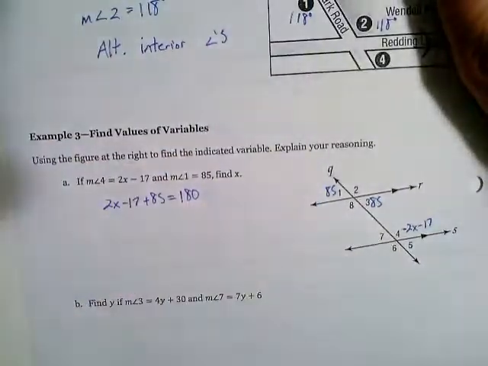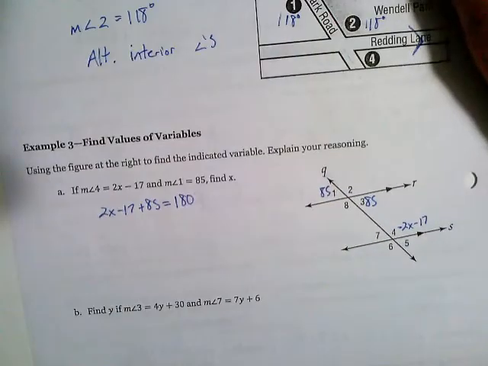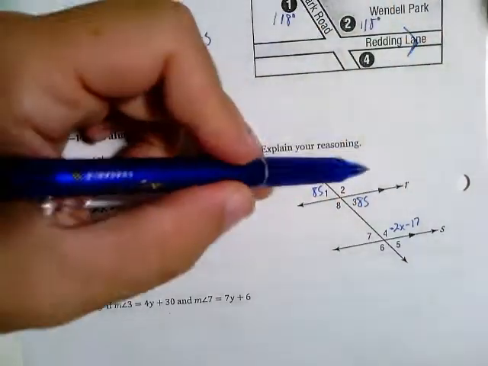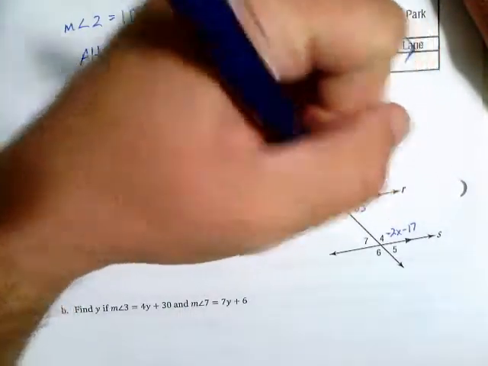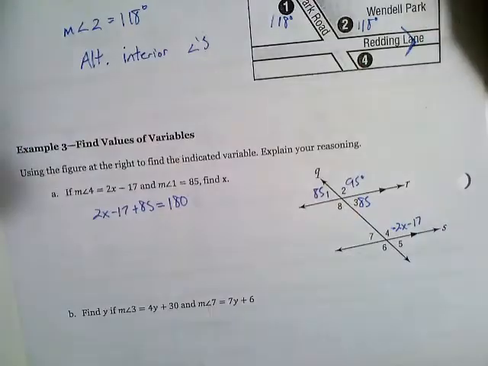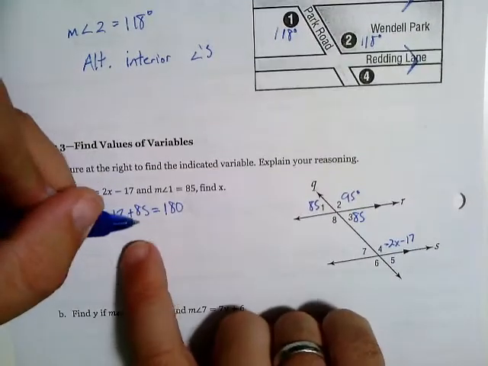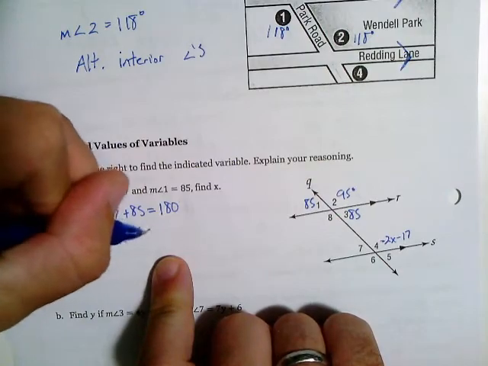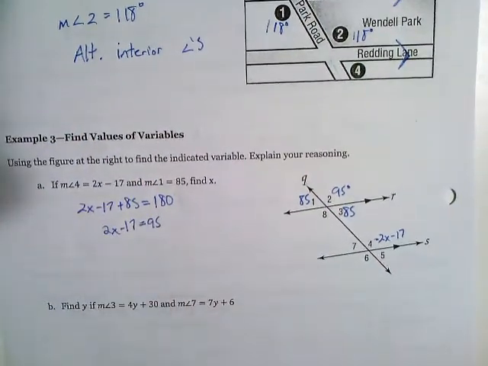We could have also done it this way. We could have said, oh, 1 and 2 are a linear pair, so I could have done 180 minus 85 to figure out what angle 2 is, so that would be 95 degrees. And now these are corresponding, so 2x minus 17 equals 95. Well, that's the same thing you would get if I subtract 85 right now. I would get 2x minus 17 equals 95. So you could have gotten there anyway.